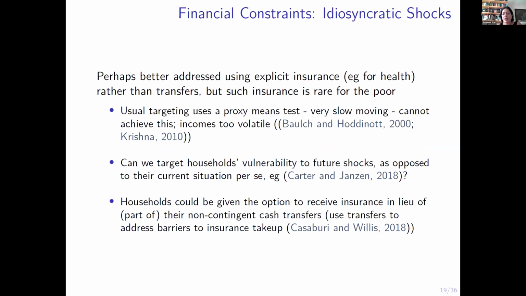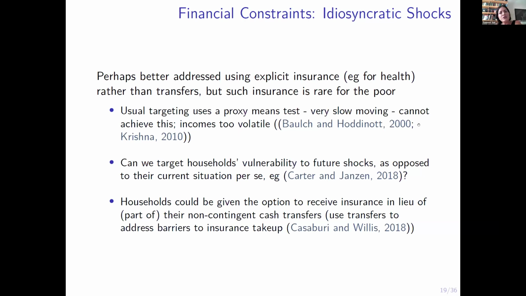Moving on to idiosyncratic shocks. When I say idiosyncratic shock, I think about a shock to a particular household. Imagine someone in a household gets sick. This is not an aggregate shock. It's something faced by my household. And often people think that these might be better addressed with direct insurance programs. So think health insurance to deal with the health shocks, unemployment insurance to deal with unemployment.